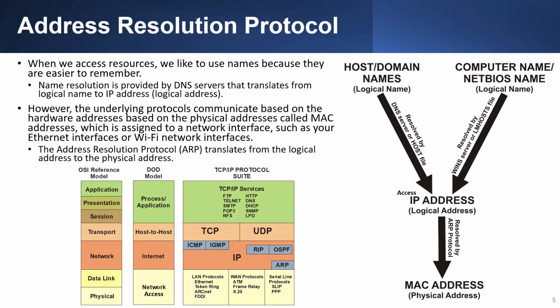When we access resources, we like to use names because they're easier to remember. Name resolution is provided by DNS servers that translate from logical names to IP addresses, or logical addresses. However, the underlying protocols communicate based on the hardware address, the physical addresses called MAC addresses, which are assigned to the network interface, such as your Ethernet interfaces or Wi-Fi network interfaces. The Address Resolution Protocol, or ARP, translates from the logical address to the physical address.